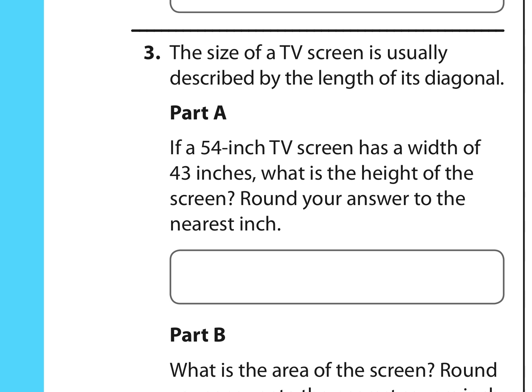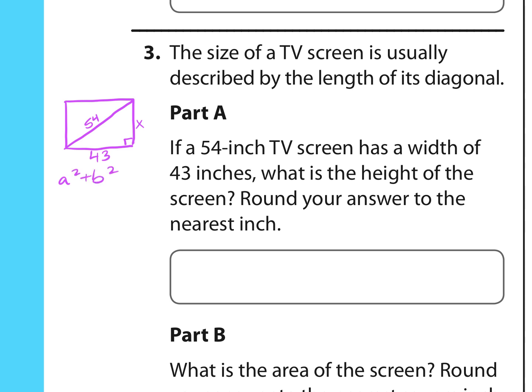Number 3, the size of a TV screen is usually described by the length of its diagonal. In Part A, if a 54-inch TV screen has a width of 43 inches, what is the height? Round your answer to the nearest inch. So I'm thinking of a TV screen. I know it's in the shape of a rectangle. And we're describing the diagonal as 54 inches. We know it has a width of 43 inches. And we're looking for the height. We'll just call it x. So notice this does create a right triangle within this.